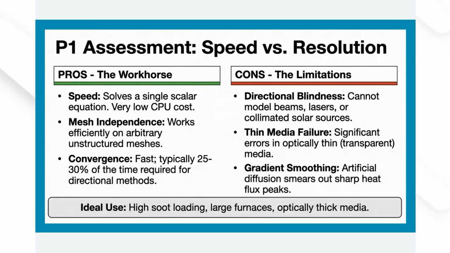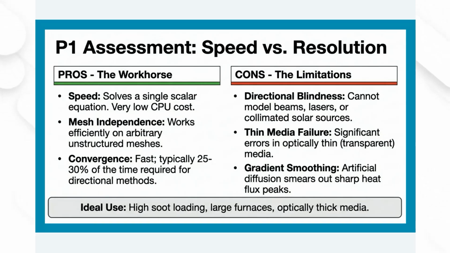One of the biggest failures here is thin media failure. The idea essentially is, in optically thin media like your clear air, radiation travels in straight lines, but P1 essentially forces this into a diffusion pattern, leading to significant errors.